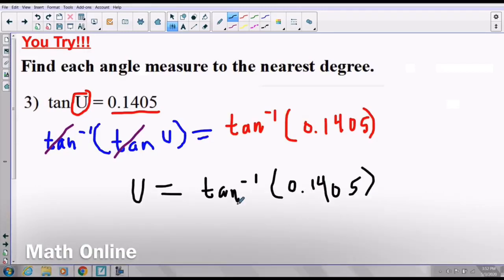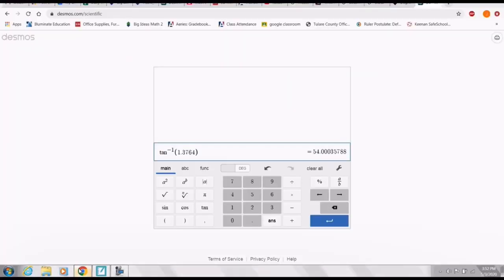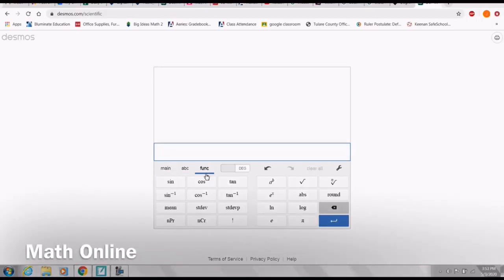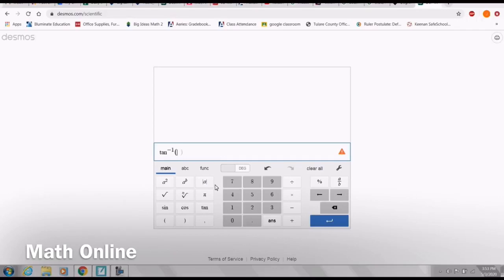Okay, so now we want to calculate this number, so therefore we need to go back to our calculator. So we're going to clear the screen first of all. We want to look for the function, the function of inverse tangent, and we will now go back to our number. So we have to go to the main menu and type in our ratio, which is 0.1405. Okay, and that'll give us the measurement of the angle, which is given to us right here. Let's see if I can copy everything.